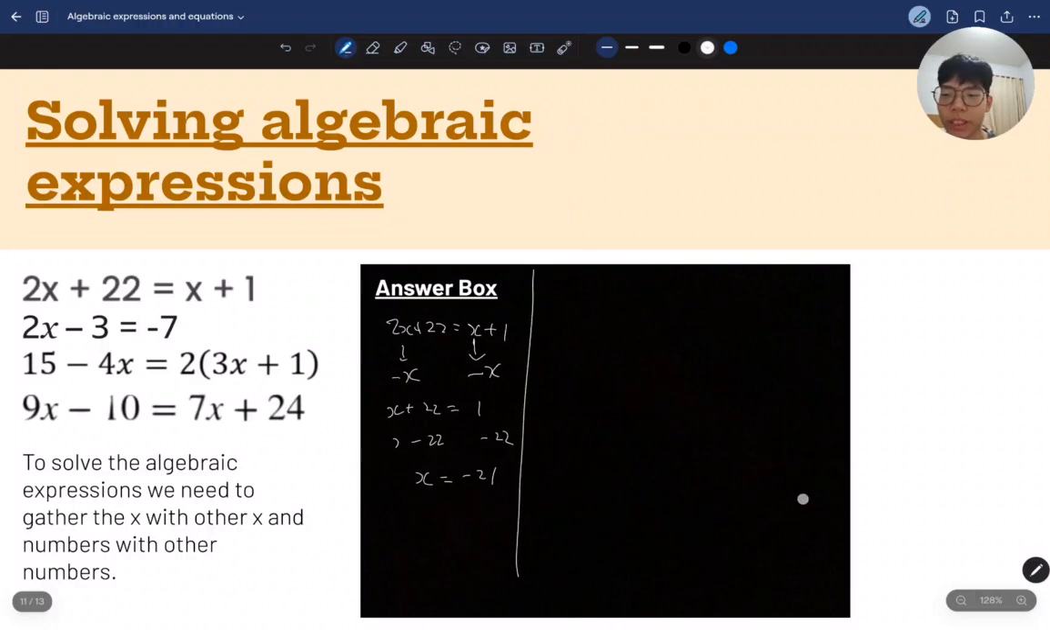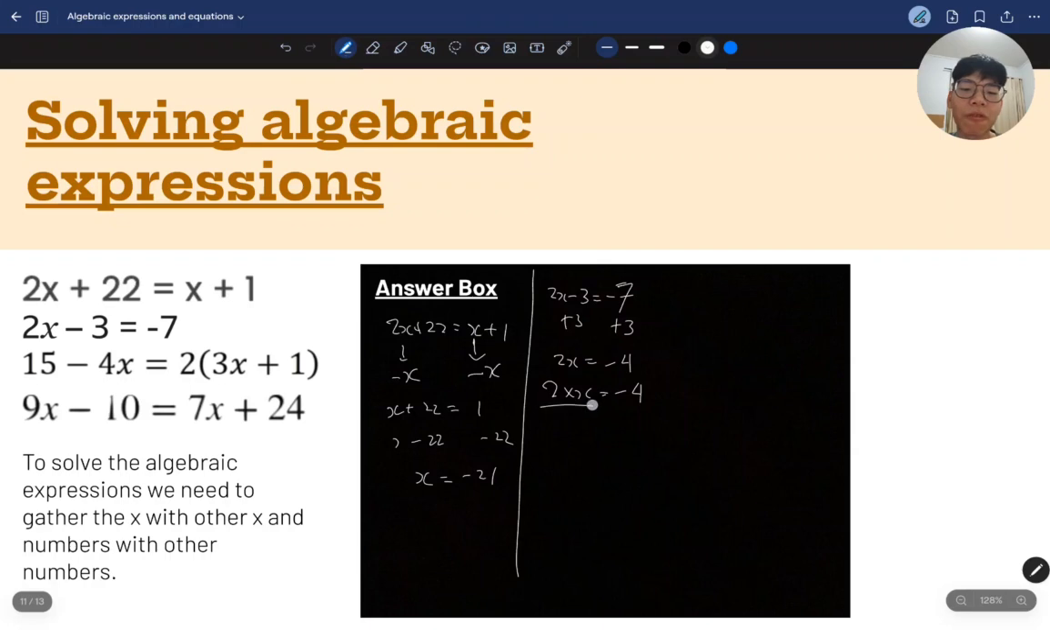Question number 2. It's 2x minus 3 equals negative 7. We need to move the negative 3 to the right side. So we do positive plus 3 and plus 3, which gives 2x equals negative 4. But when we're finding the solution, it should be x equals something. When we're solving an algebraic equation, it should be x equals something. So, how do we make it x equals? This is 2 times x equals negative 4.